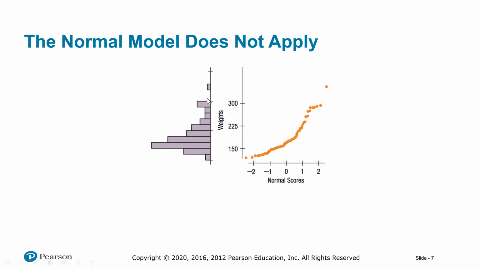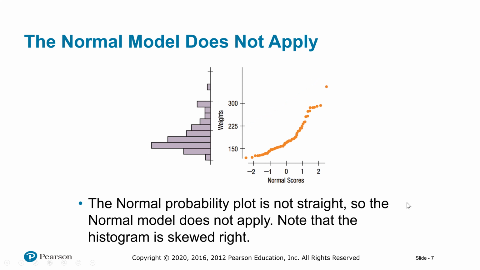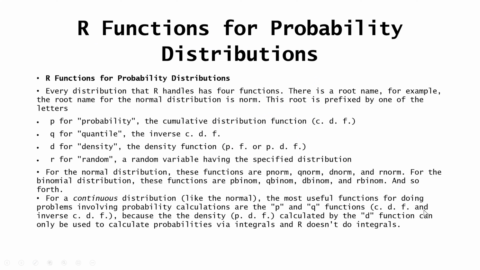Now let's look at a case where we do have a skewed distribution and look at how the normal probability plot looks. So here we will not say the normal model is appropriate; we might consider doing a transformation like the ones we have looked at.